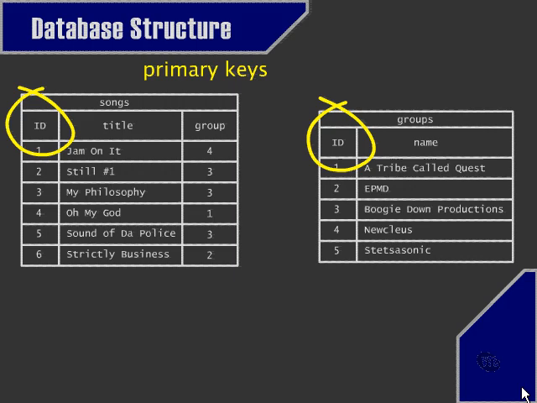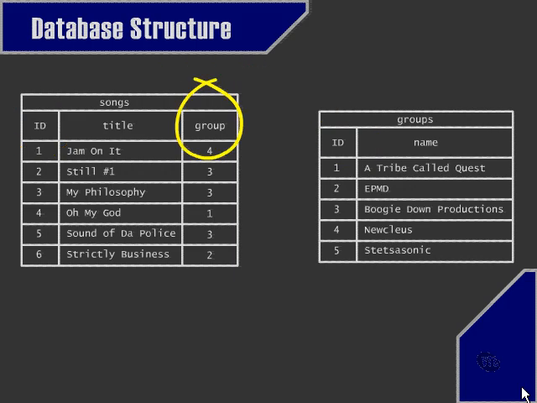The other kind of key is the foreign key. The reason it's called a foreign key is because it refers to a unique entry within a different table than the table in which the foreign key is installed. In this case, the foreign key is within the songs table, but the data refers to the ID of the entries within the groups table.